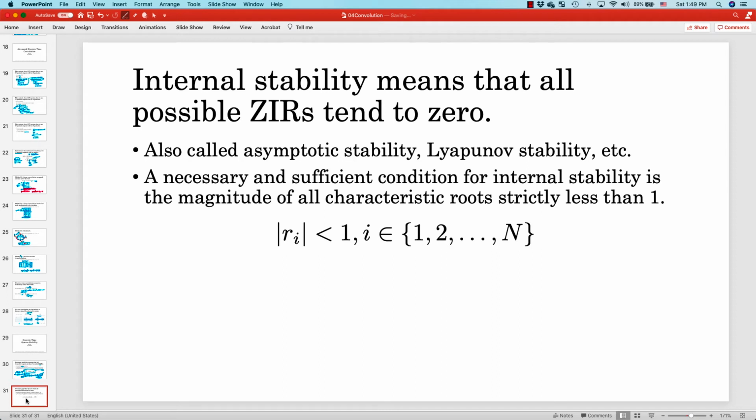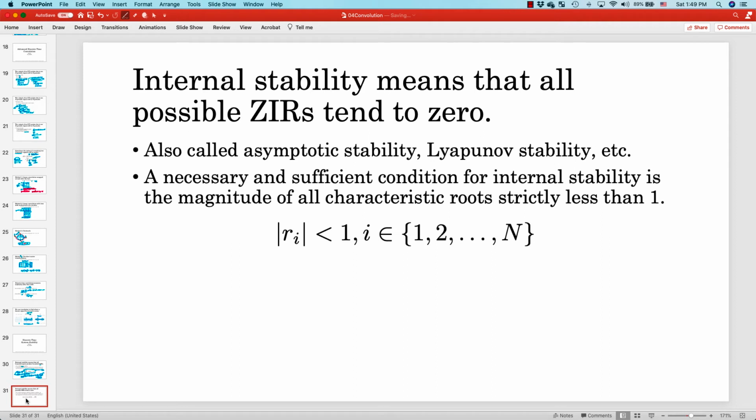So externally stable means if you only feed a system bounded inputs, you are guaranteed bounded ZSRs. The other kind of stability, which we call internal stability, is a condition on the ZIRs. An internally stable system says that any set of initial conditions produces a ZIR that tends towards 0.